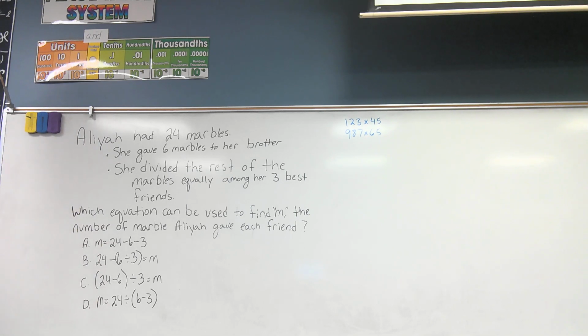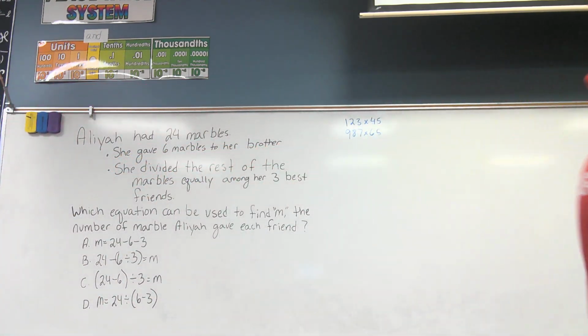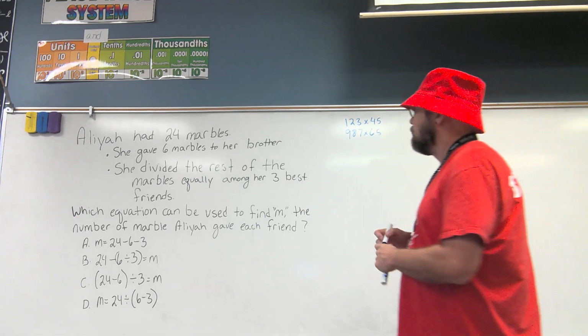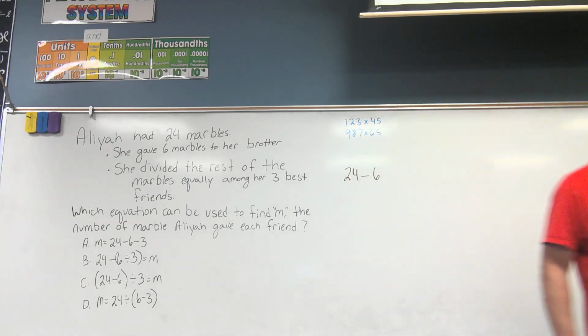So Anaya had 24 marbles. She gave 6 marbles to her brother. She divided the rest of the marbles equally among her 3 best friends. Which equation can be used to find M, the number of marbles Aliyah gave each friend? So we need to figure out the steps in what she did. So first she did what? Okay, so she had 24, then she gave away 6 to her brother.